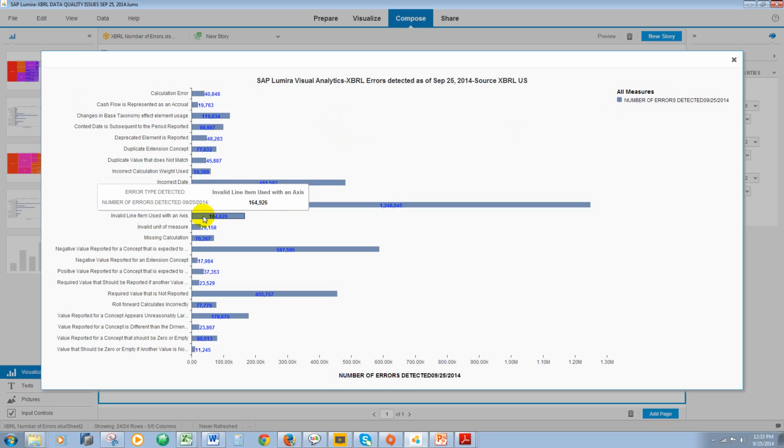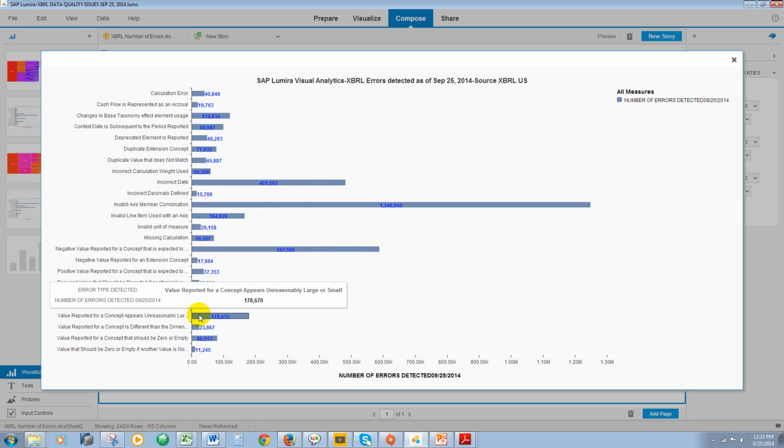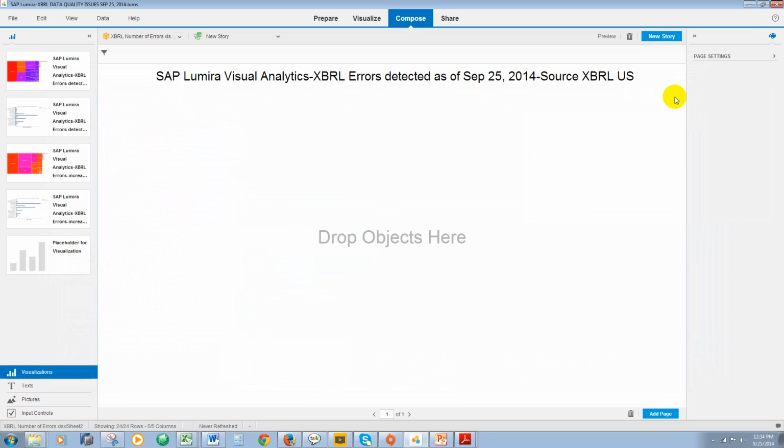and then invalid line item used with an axis, that's 164,926, and then negative value reported for an extension concept, that's 17,984, and then we have value reported for a concept appears unreasonably large or small, that's 178,670. So let us look at the growth in these errors over a period of a month, that is from August 25th until today.